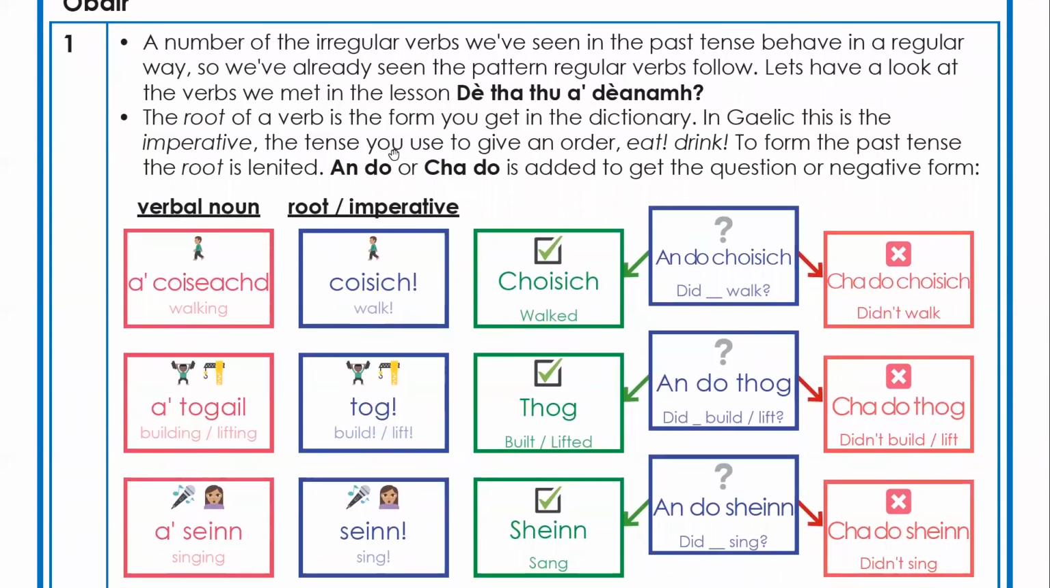So the past tense form is the root lenited, so you add an H where possible. You add an do, and then lenite to get the question form. You add cha do, and then lenite to get the negative form. And there's also the negative question, nach do, lenited as well.